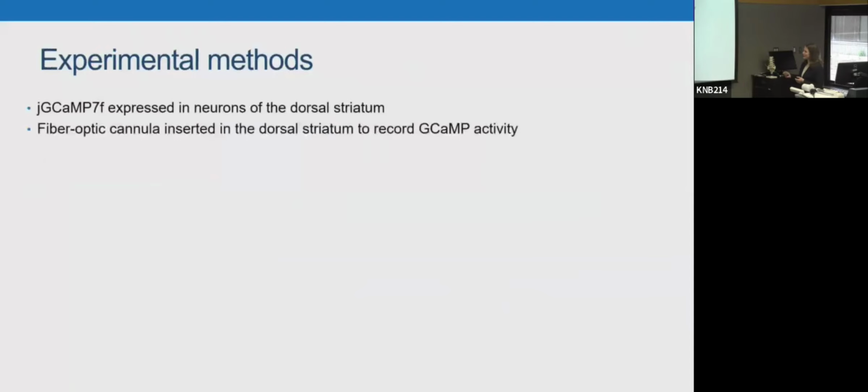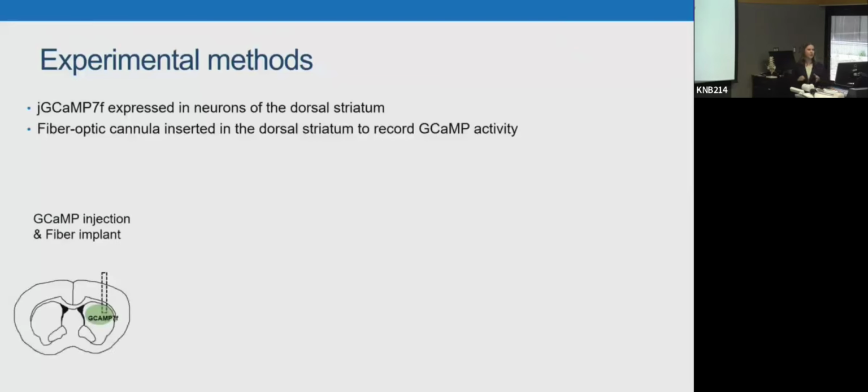For these experiments, I had a specific type of GCAMP called JGCAMP7F expressed in all of the neurons in the dorsal striatum. And I had a fiber optic cannula inserted there as well to record GCAMP activity.